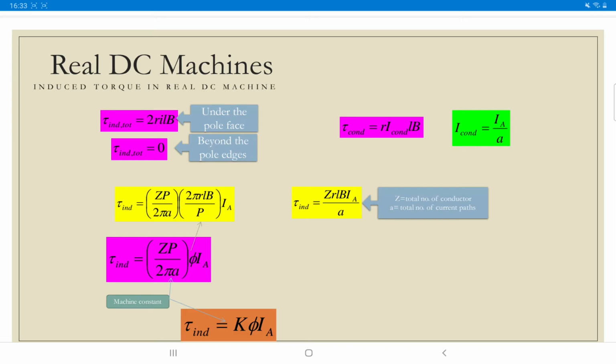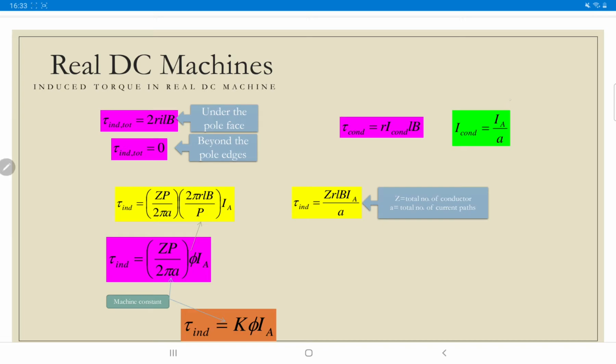Now, we know that induced torque is 2RILB. That's the total torque for two conductors inside a machine. So for one single conductor, it is RILB. But since we have multiple loops and multiple coils inside the machine, the current that goes into each conductor will depend on how many current paths we have inside the conductor.